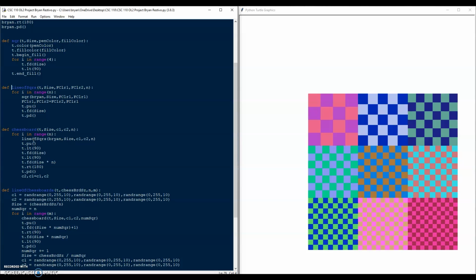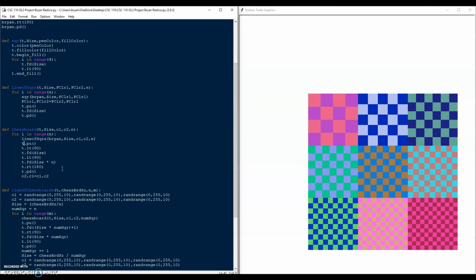And then it draws the line of squares with the following arguments, and then it picks up the pen, turns left 90 degrees, moves forward the size of the square, makes a left turn, and then moves forward the size of one of the sides of the chessboard, which is the size of the square times the number of squares, and then makes a right turn 180 degrees, and then it puts the pen down.